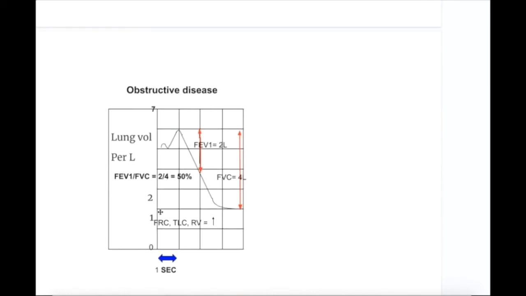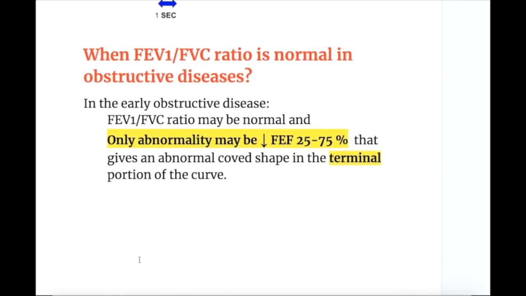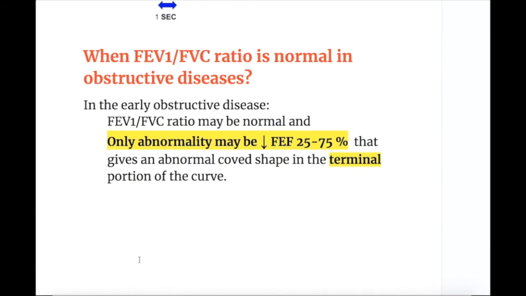Here, in 1 second, the forced expiratory volume is 2 liters, whereas forced vital capacity is 4 liters. So 2 upon 4 is 50%. So it's reduced. And functional residual capacity, TLC, and residual volume are increased in obstructive lung diseases. When is the FEV1 to FVC ratio normal in obstructive diseases?